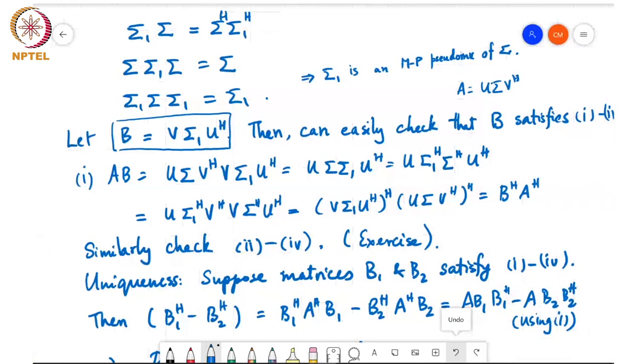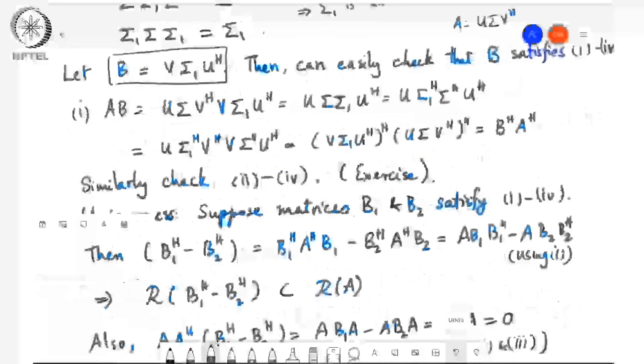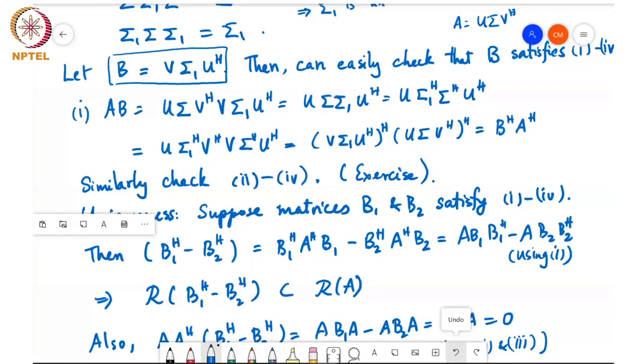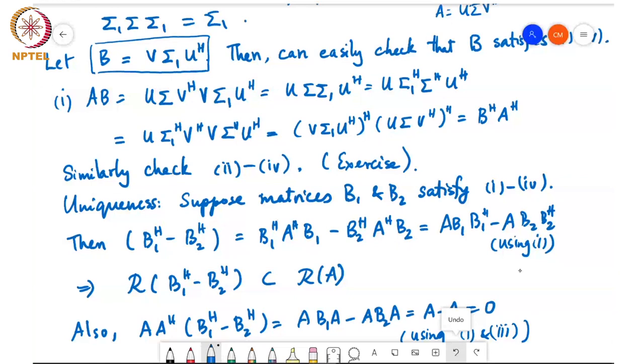Okay, so we now know that there exists a Moore-Penrose pseudo-inverse. Now the uniqueness is a little more complex. So suppose there are two different matrices, B1 and B2, that satisfy all four properties, okay, 1 to 4. Then if I look at B1 Hermitian minus B2 Hermitian, that is the same as B1 equals B1 A B1.